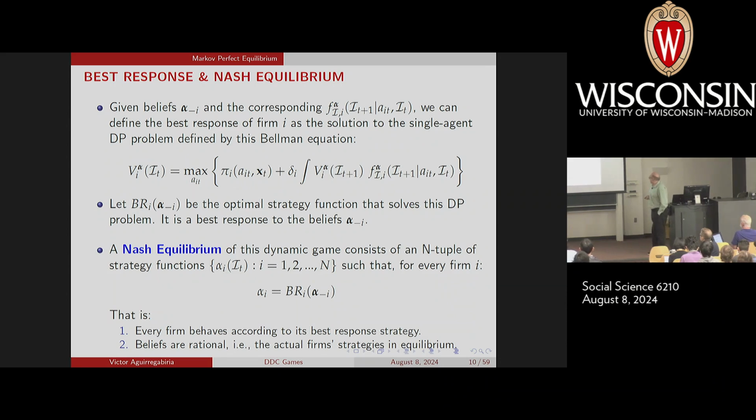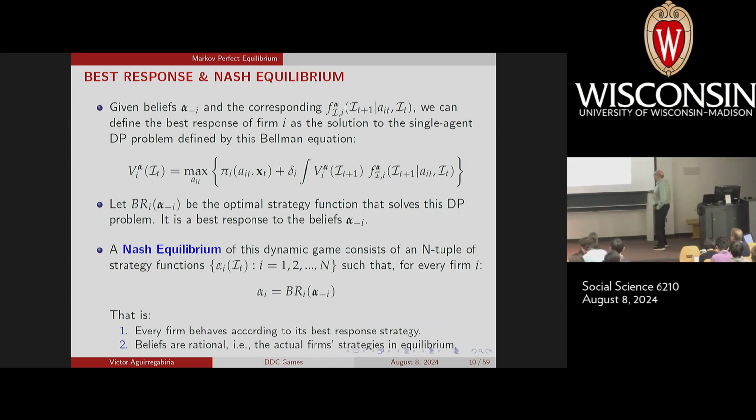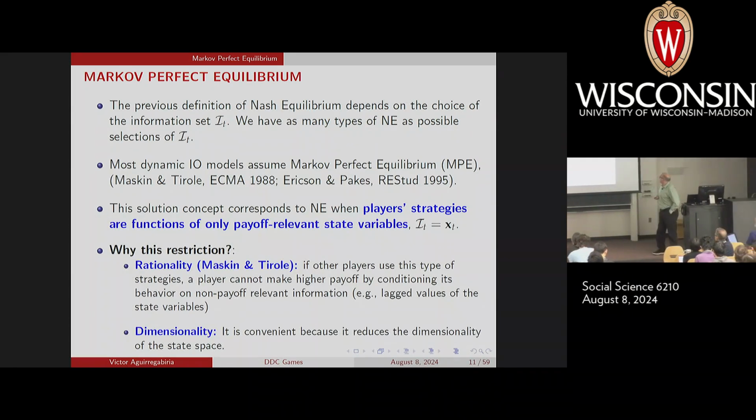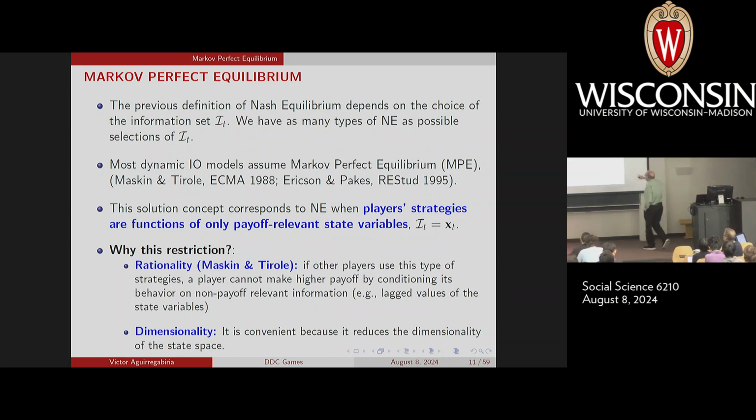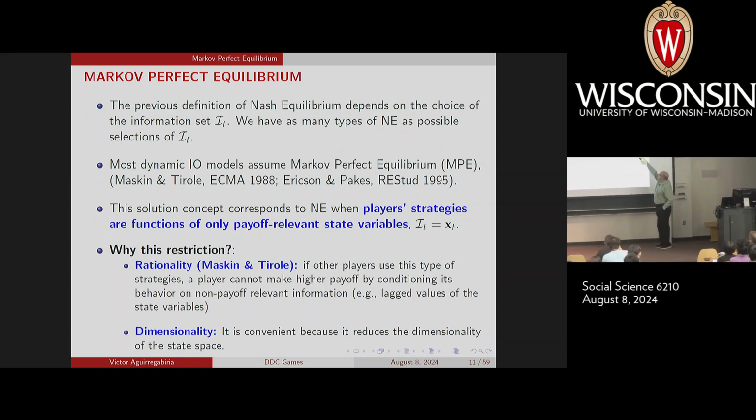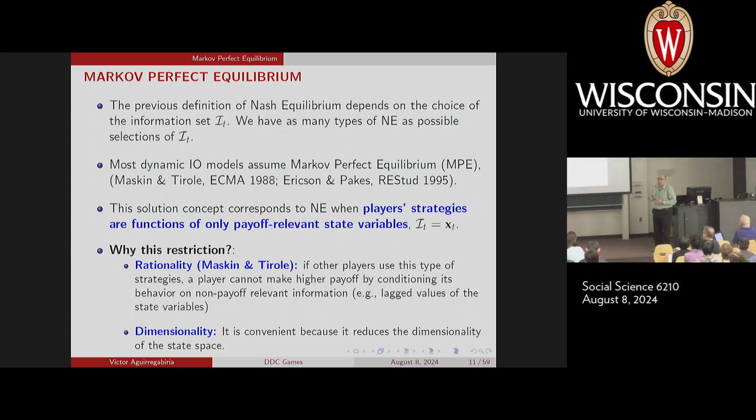Okay? Then in this context, what is a Markov perfect equilibrium? A Markov perfect equilibrium is a particular type of this type of equilibrium where we impose the restriction that players' strategies only depend on payoff relevant state variables. That is, the IT, basically the set of information that the agent conditions to construct their strategy, are only variables that have an effect on today's profit and future profits. Okay?